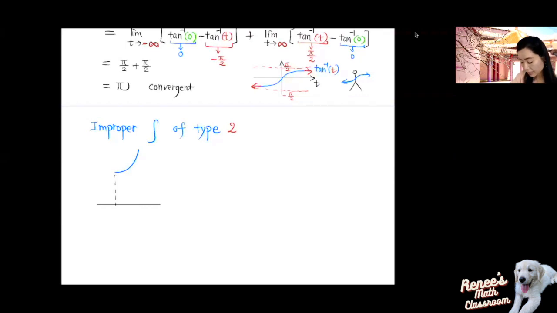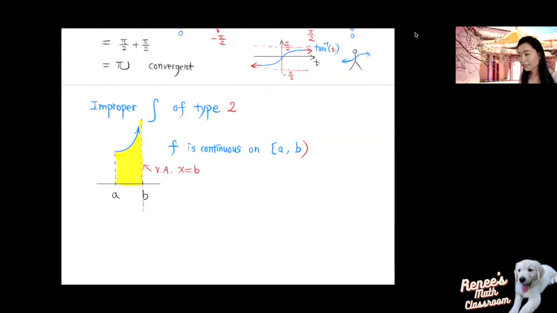continuous on A to B, but over here it has a vertical asymptote at B. So this function f is continuous on this interval, and you have a vertical asymptote over here. x equal to B is a vertical asymptote. Now we try to find the area under the curve right here.